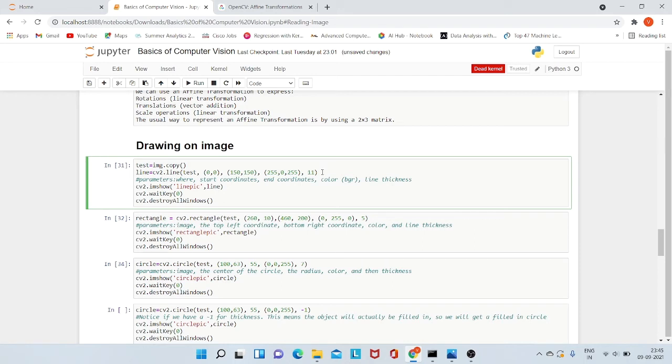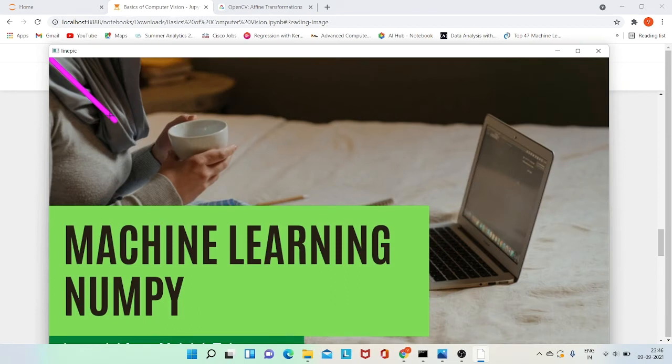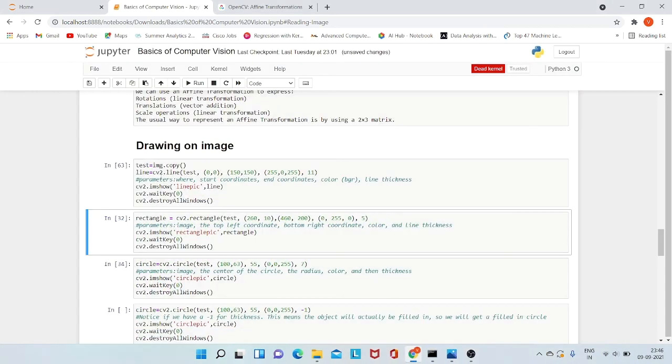And the next one would be the thickness, right? So let me just run this, and you should now get an image with a line from 0 0 to 150 150, starting from this coordinate and ending at this coordinate. Let's see. Look, we have a line passing from 0 comma 0, which would be this, and 150 comma 150 is this. So you have a line. Cool.